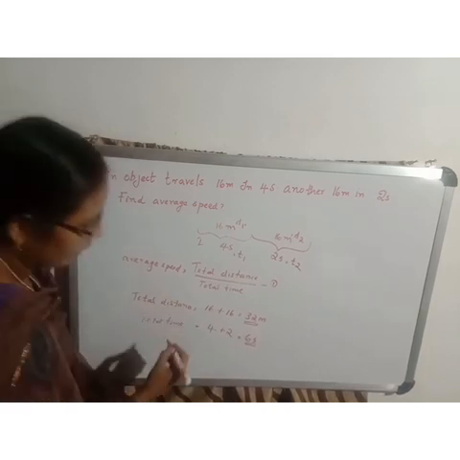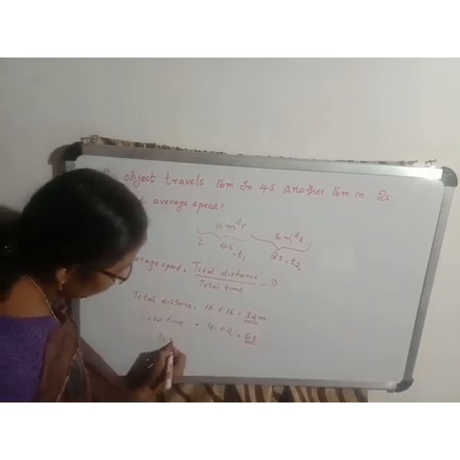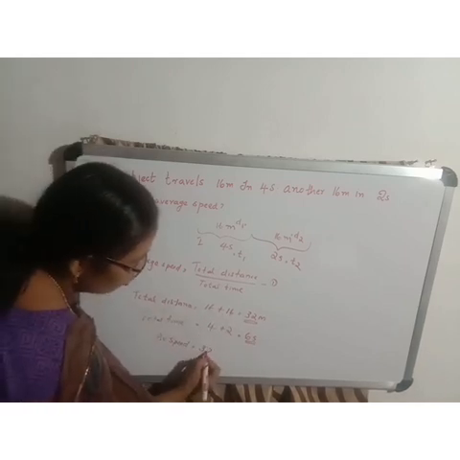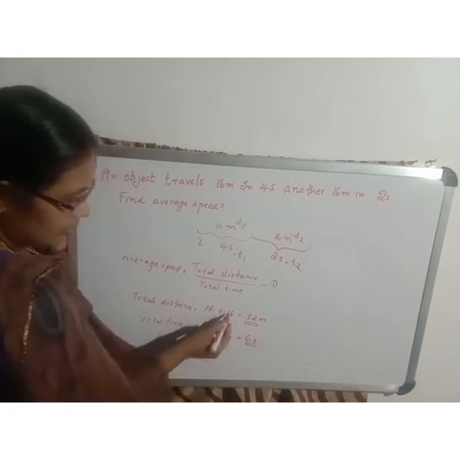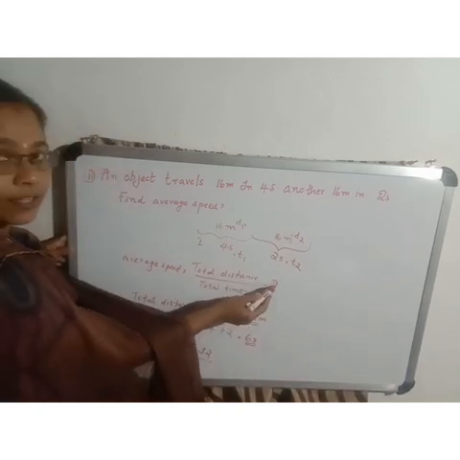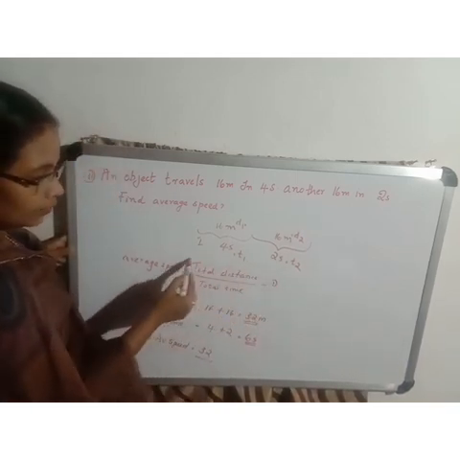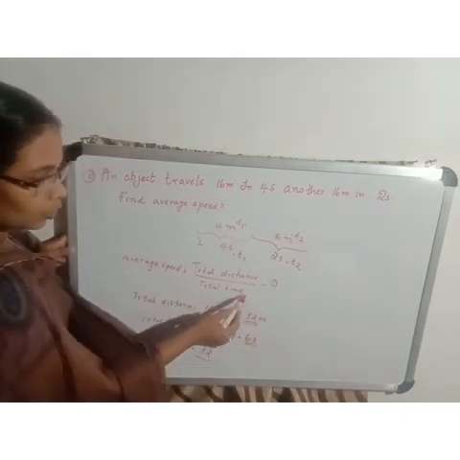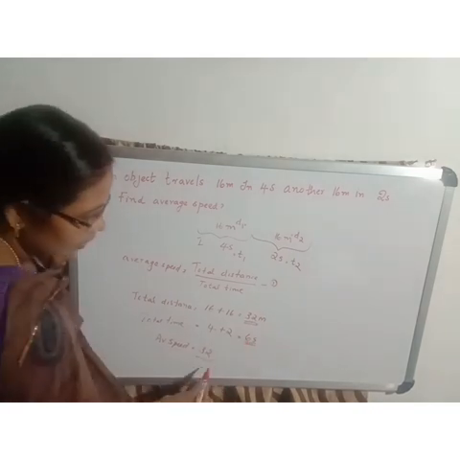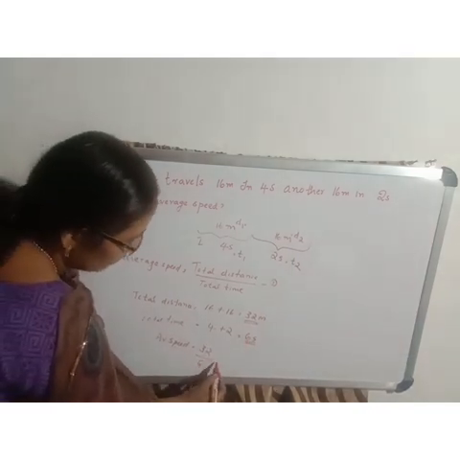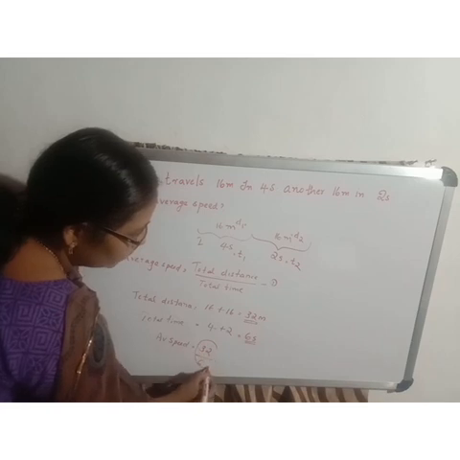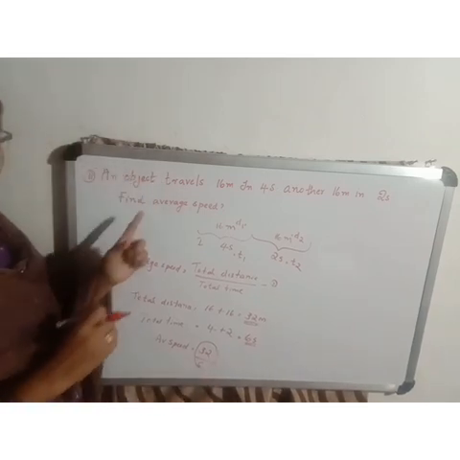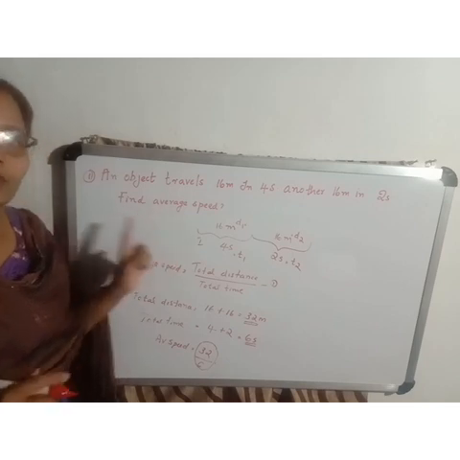So in order to get the average speed, total distance is 32. We are putting these two values here in the first equation. In the place of total distance, I can substitute 32. In the place of total time, I can substitute 6. So 32 divided by 6, this is the equation, which is the value for the average speed here.